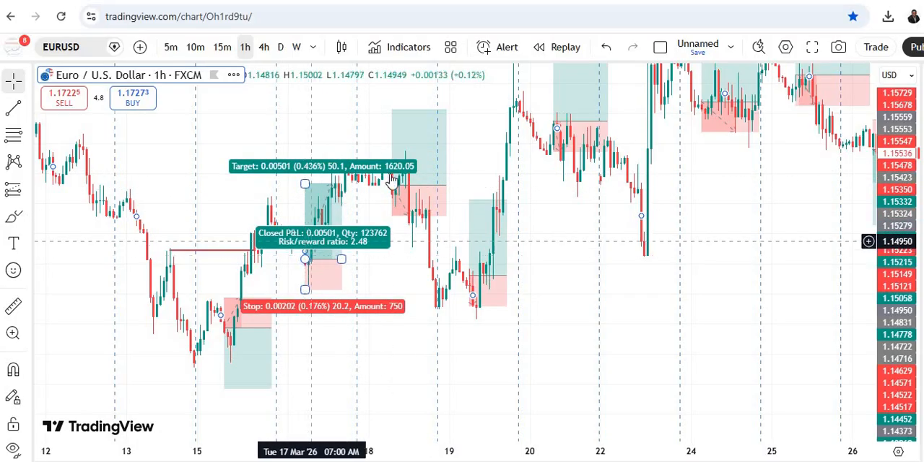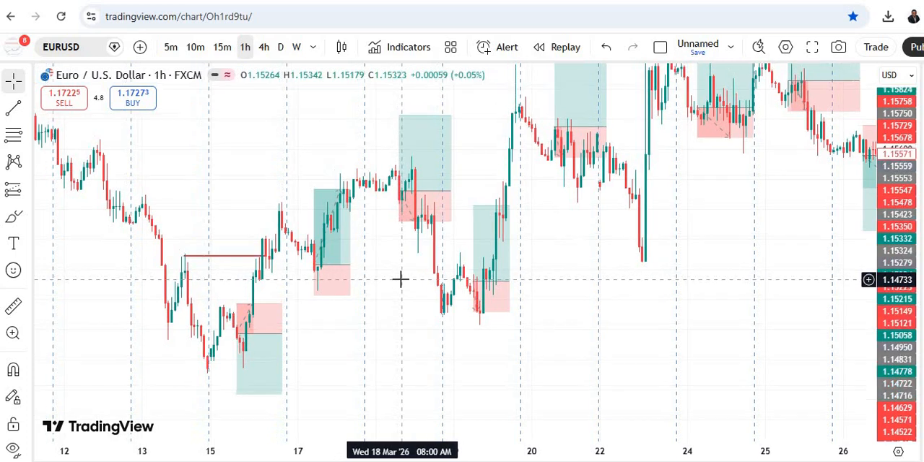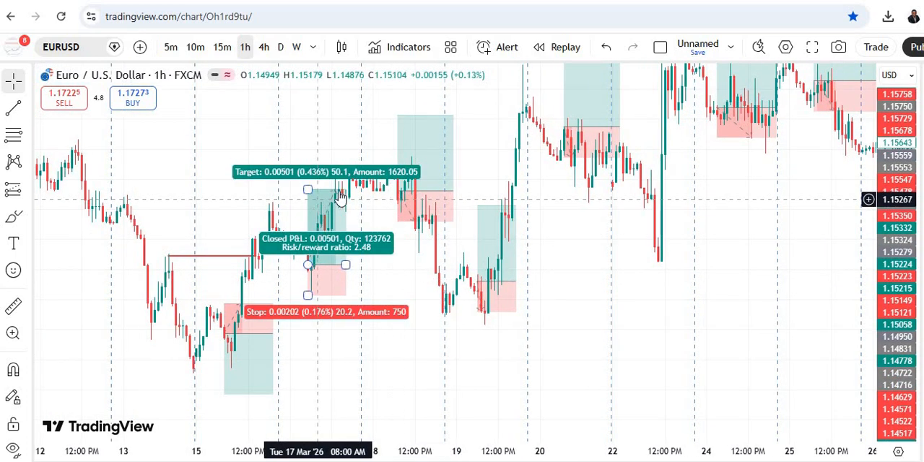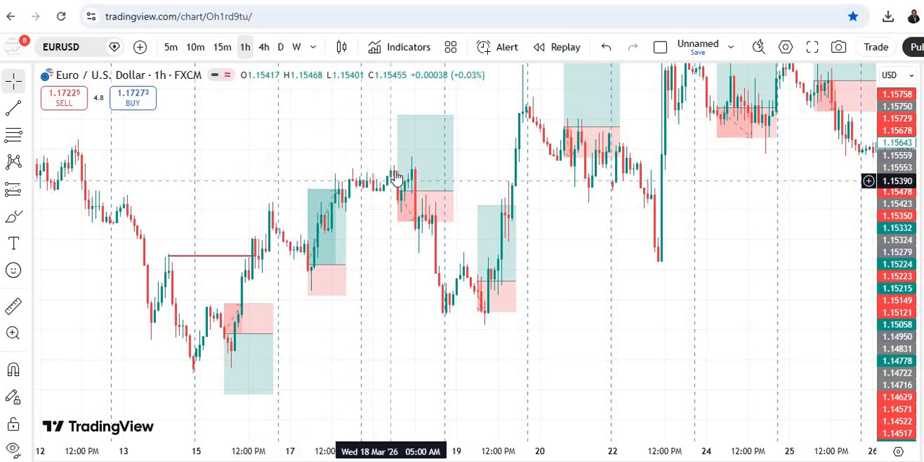That was on Tuesday. Then on Wednesday, I was still expecting that the bullish trend was going to continue. After a break of this structure here, I was waiting for a pullback. Price came down a bit, you can see.